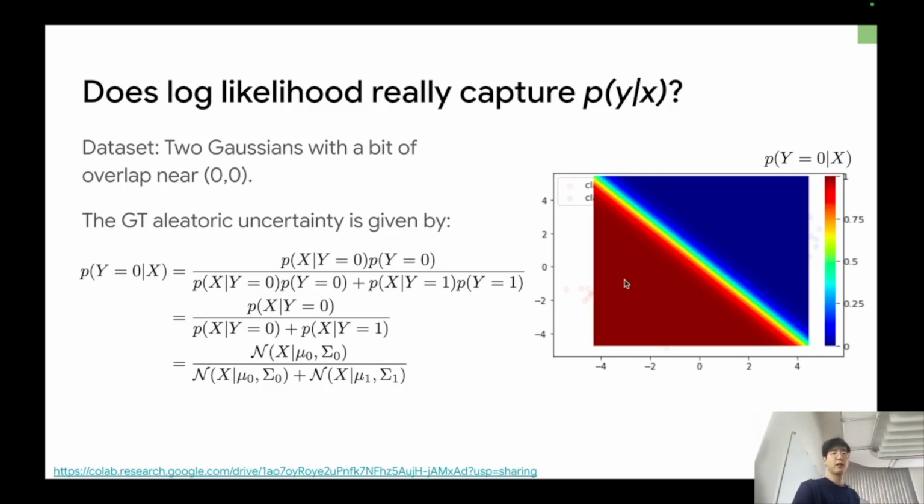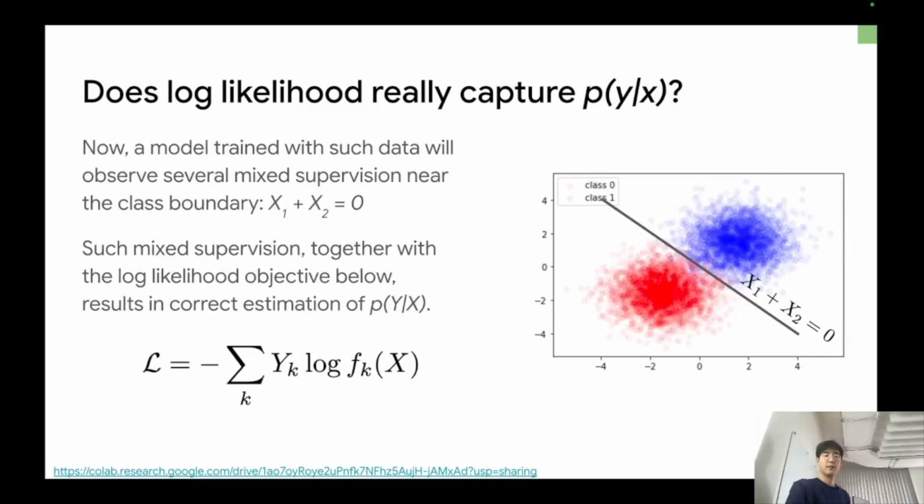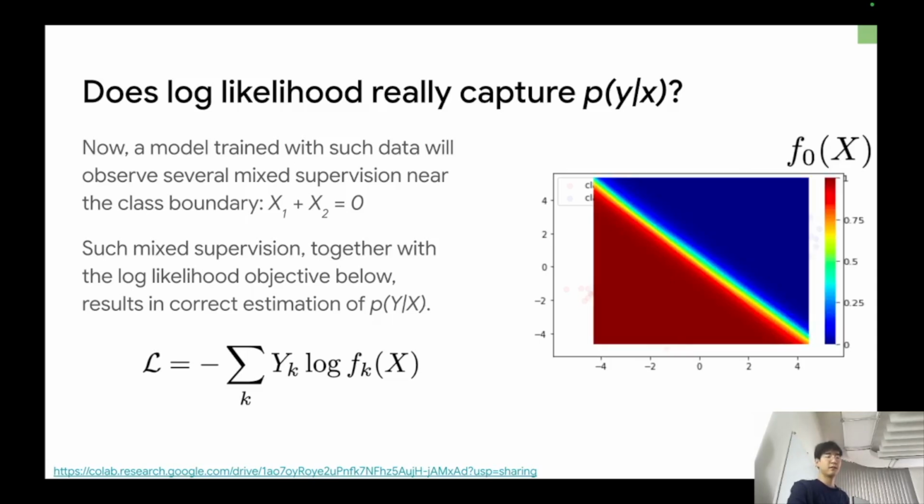So the question is whether, if you train the model with the cross entropy loss, we are actually going to recover this exact function for every input point. So what I did was train the model with this cross entropy loss. Of course, you're going to see a lot of mixed supervision along X1 plus X2 equals 0, because there is a lot of overlap here. And this is the learned function, and this is almost identical to the ground truth function of P of y given x.